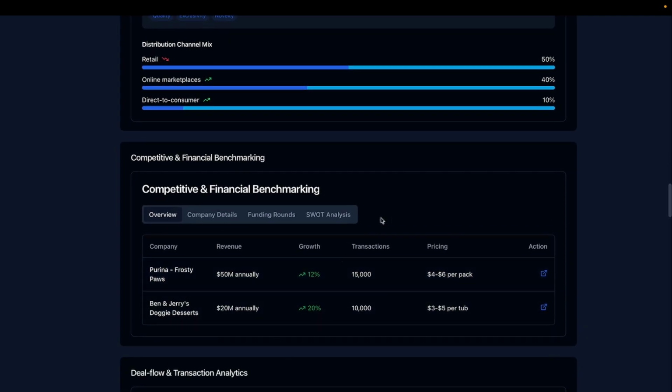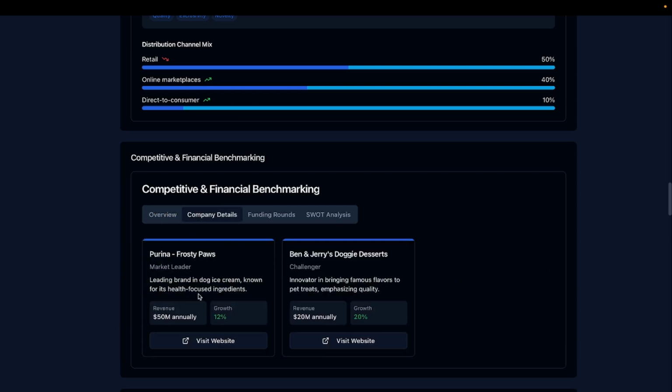So earlier, this is sort of the pricing plan we saw on top. A bit more information about transactions. We're going to see a bit more of the detail. Leading brand of dog ice cream, known for its health-focused ingredients. And these guys already have an ice cream company, so expanding to doggy desserts, it's not a bad decision, right?